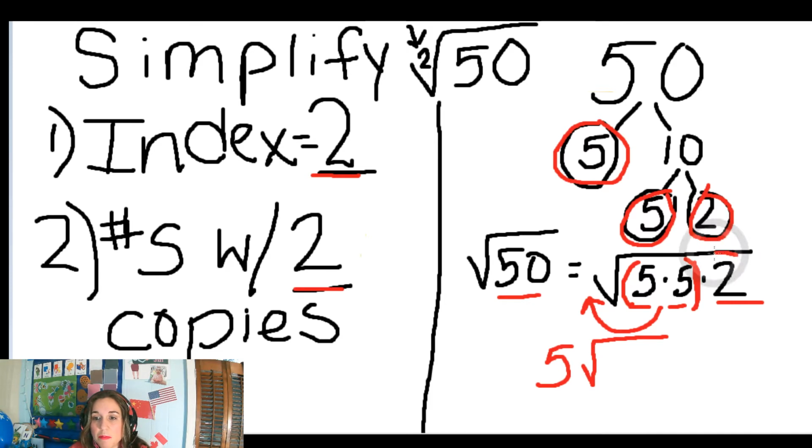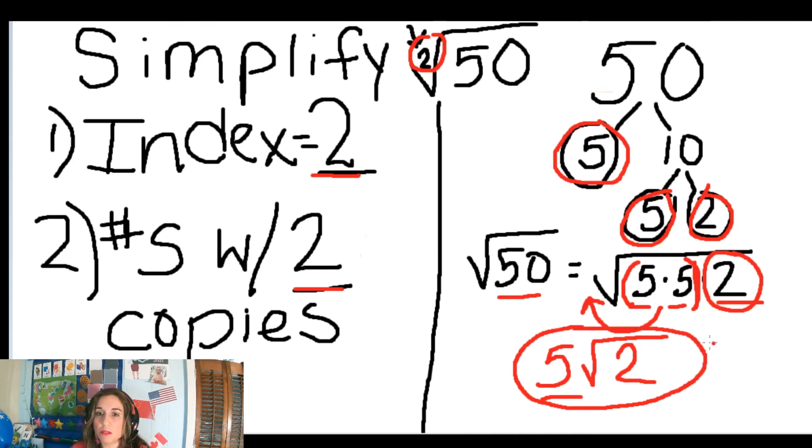And I still have this 2 here. There's nothing to do with this 2, okay? I don't have another 2, so I can't pull a pair out. This index of 2 just means that I'm pulling out pairs of numbers, right? That's what I'm doing. I pulled out my 1 pair of 5s. One 5 on the outside is equal to 2 5s on the inside. So I have my 5 out here, but I don't have another 2 underneath, so I can't pull out a pair of 2s. That 2 is just stuck, okay? So that is my simplified answer, 5 square roots of 2.